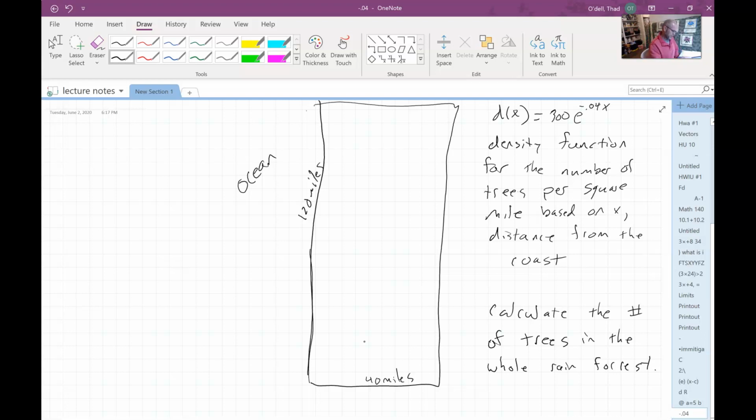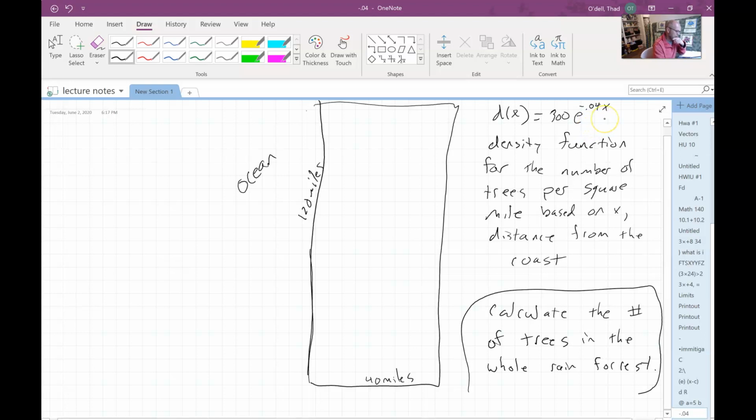So our mission is to calculate the number of trees in the whole rainforest. It's 120 miles by 40 miles, and we have to calculate the number of trees. Of course, if the rainforest was the same density throughout, all we'd have to do is take the density of the trees and multiply it by the square miles, because this is the number of trees per square mile. So if we multiply it by the number of square miles, we should get the total number of trees. The only problem is the density is changing as we go in. That's why we have to use integration.